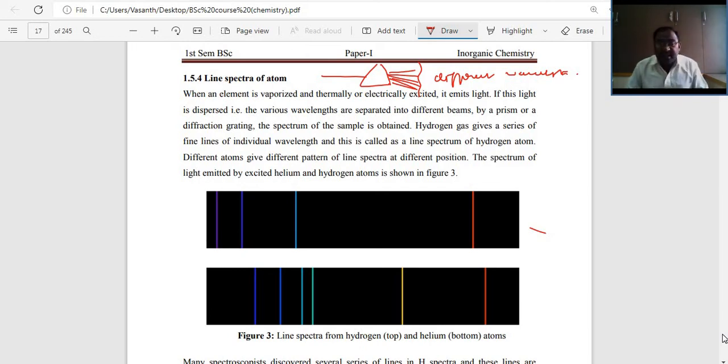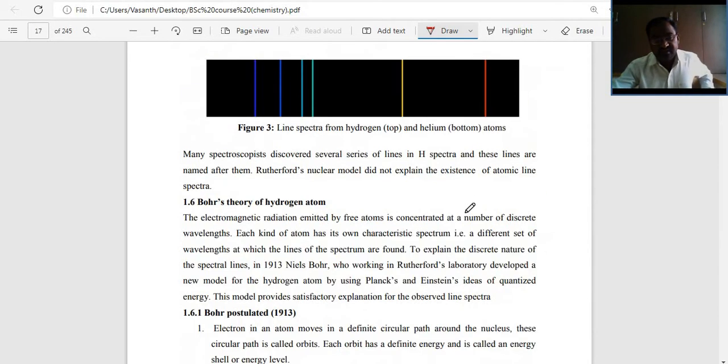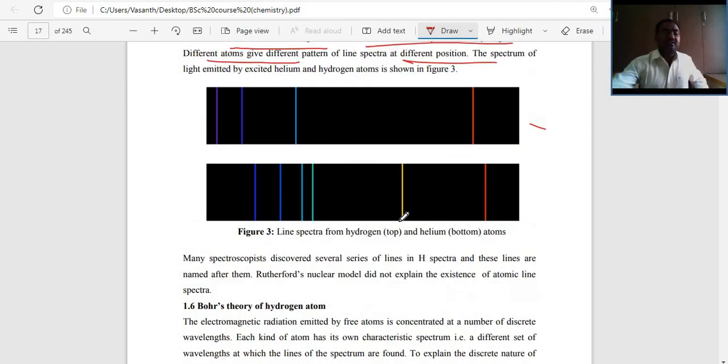The hydrogen gas gives a series of fine lines of individual wavelength. This is called the spectrum of the hydrogen atom. Different atoms give different patterns of line spectra at different positions. The spectrum of light emitted by excited helium and hydrogen atoms is shown in the figure. This is the line spectrum of hydrogen.